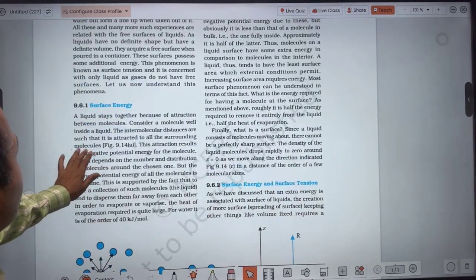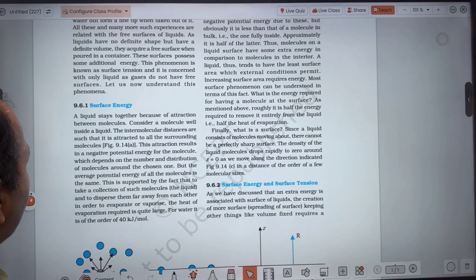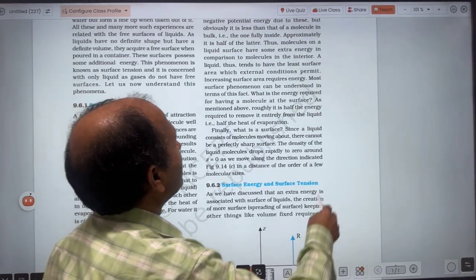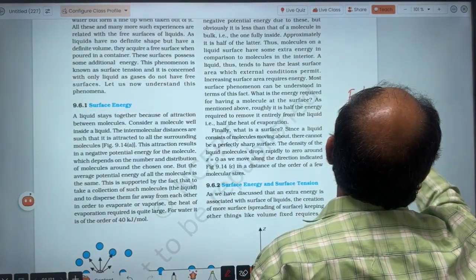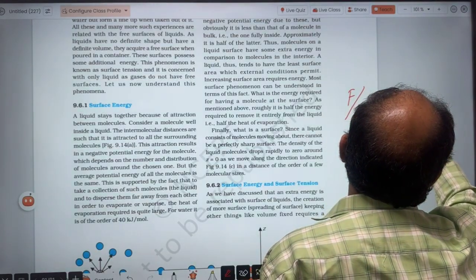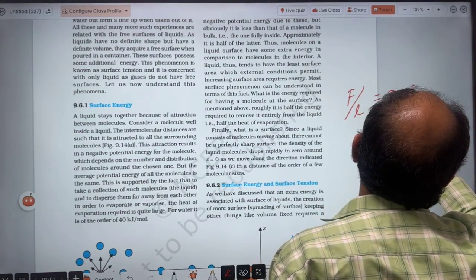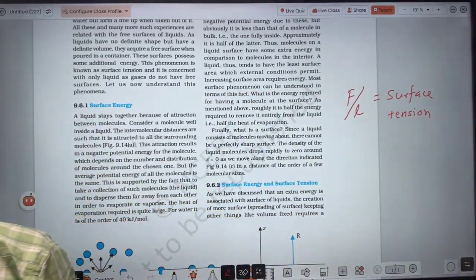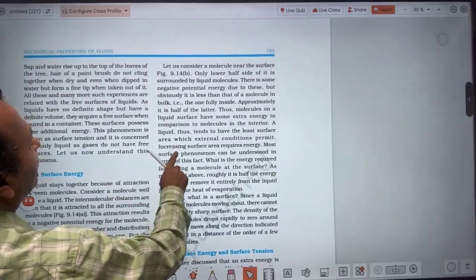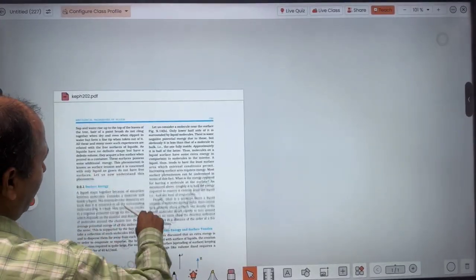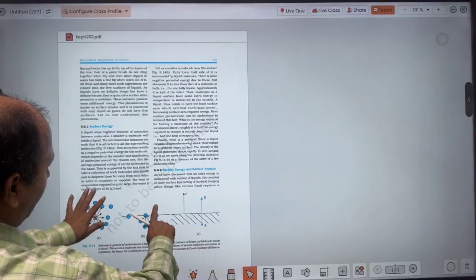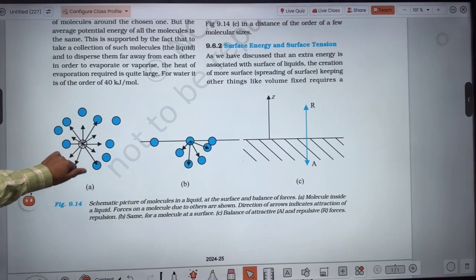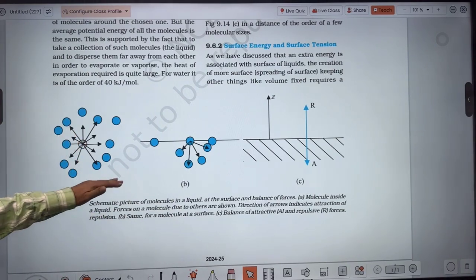So we will consider here surface energy, and we will define surface tension. The mathematical expression for surface tension will be force per unit length. Surface tension, and numerically surface energy will also be equal to surface tension. So there is theory that you can read. Here some pictures are given. Let's see them. Like this, a sphere of influence is created here, free surface.